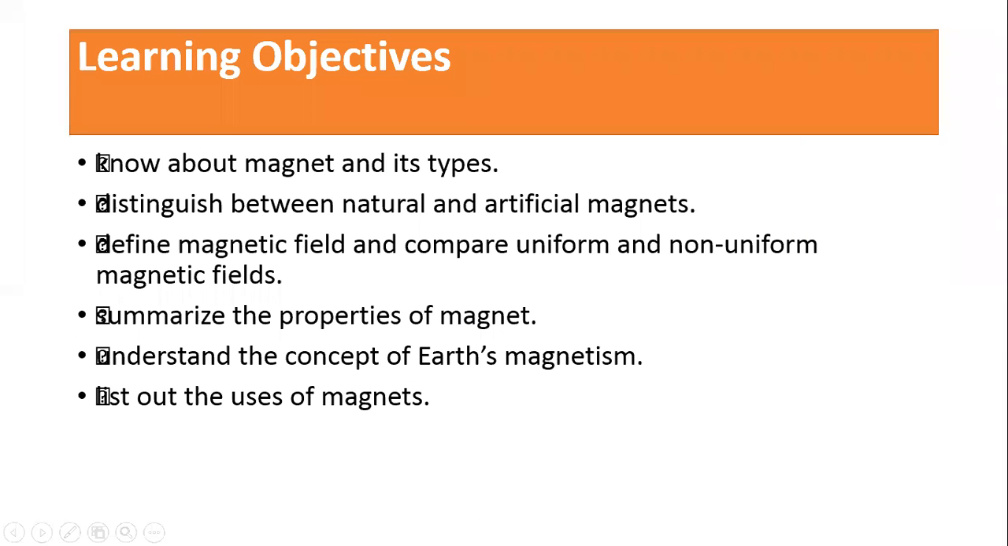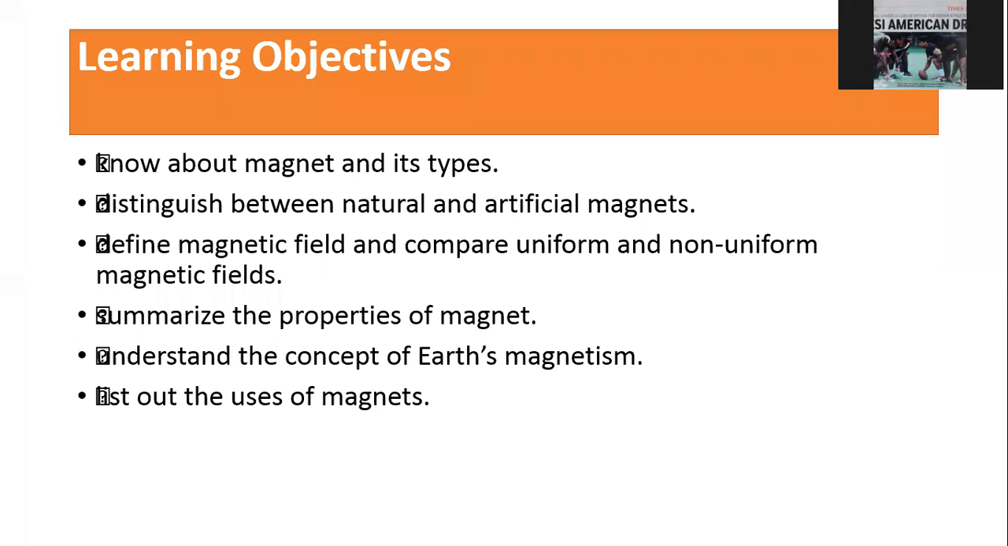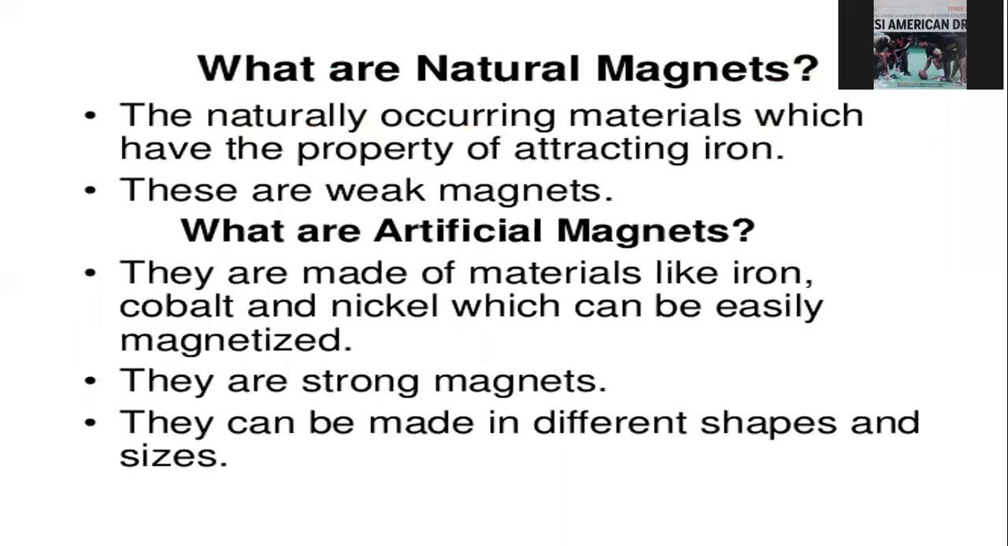Okay, so in this lesson, we'll learn about the magnet and its types, the difference between natural and artificial magnets, the magnetic field, and compare uniform and non-uniform magnetic fields. We'll summarize the properties of magnets, understand the concept of earth magnetism, and learn about uses of magnets. The first one, magnet and its types.